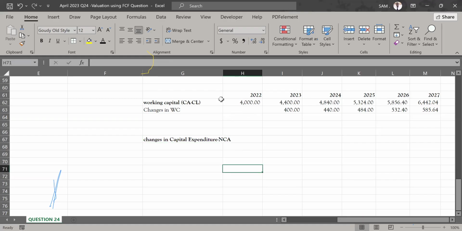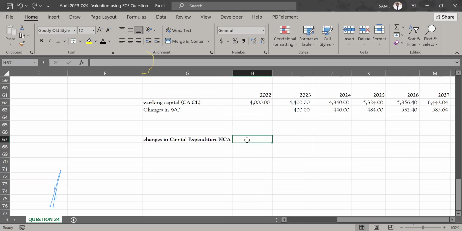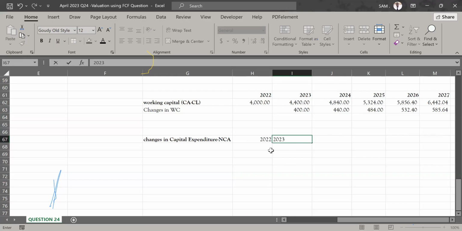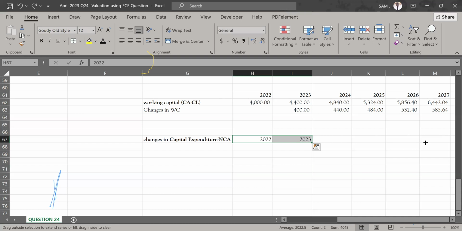The same way we've done with the current assets and current liabilities, we again go back to the statement of financial position and look at the non-current asset elements specifically. So we come here and again list the years. We are starting from 2022 because we are doing comparison. We are looking at changes. So when looking at the changes, we have to start from a previous period so that we get to see how it changes over time.